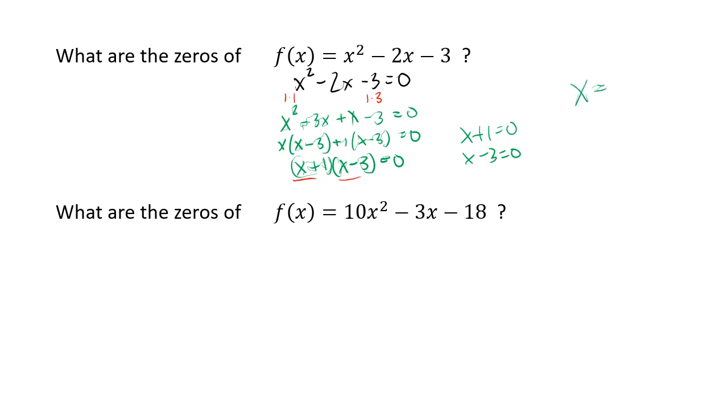The values of x that will make that function be 0, the corresponding zeros of that function, are -1 and +3. Okay, so that's how we go about doing that. What about the next one?